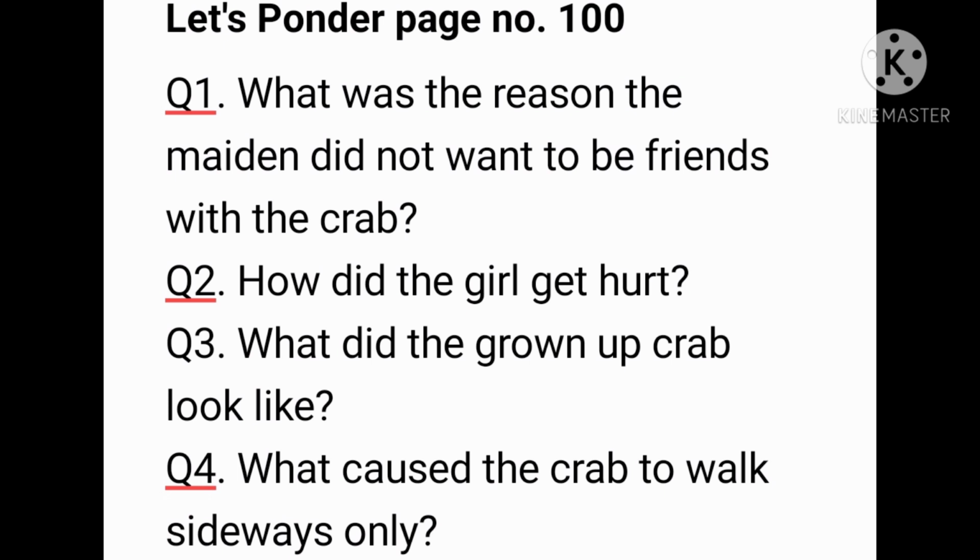Now, I hope that you have understood the chapter and you will be able to write these answers in your fair notebook. So, this is your home assignment. Don't forget to check the description box for today's notes as well as your home assignment.